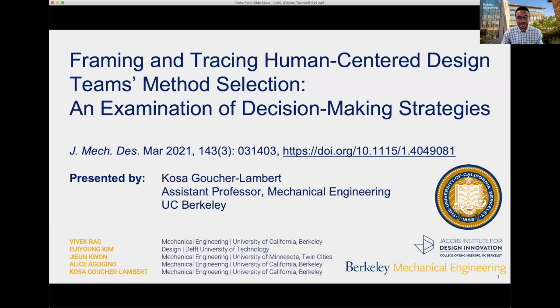Thank you, Scarlett, for that introduction, and JMD organizers for putting on this event. My name is Kosa Goucher-Lambert. I'm an assistant professor of mechanical engineering at UC Berkeley. And I'm really excited today to share some recent work from our team here on examining the decision-making strategies in human-centered design teams' method selection.